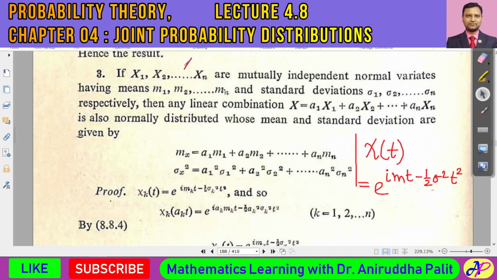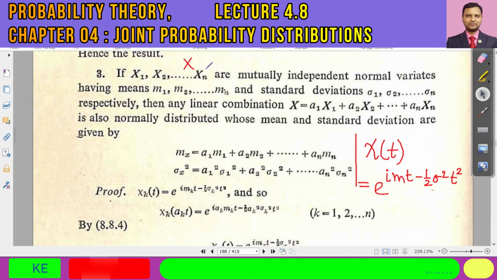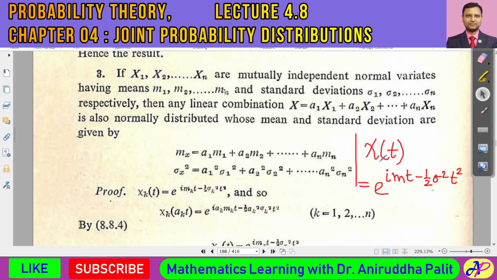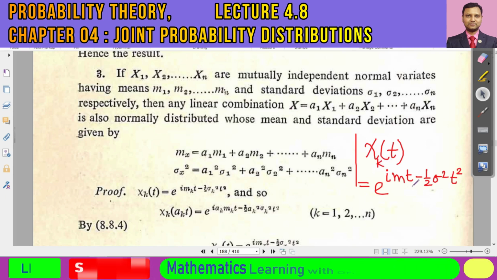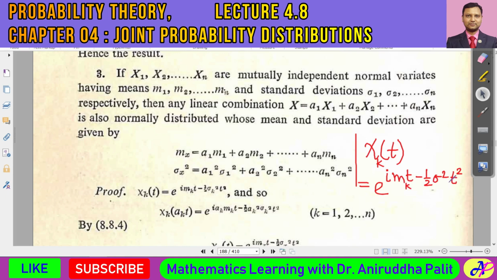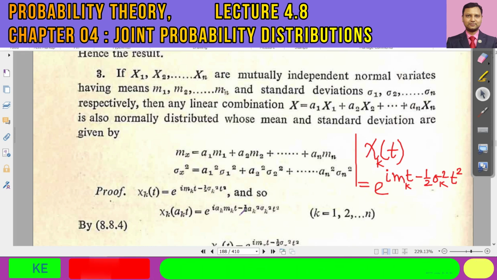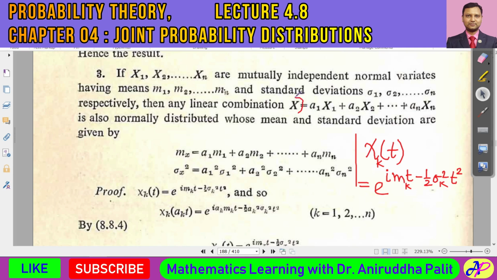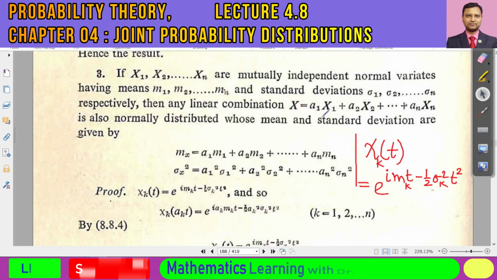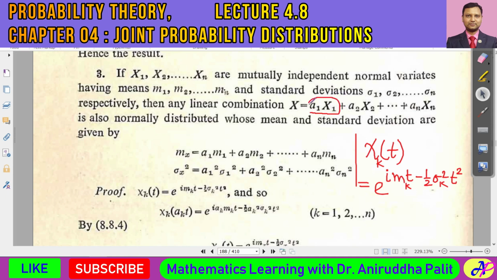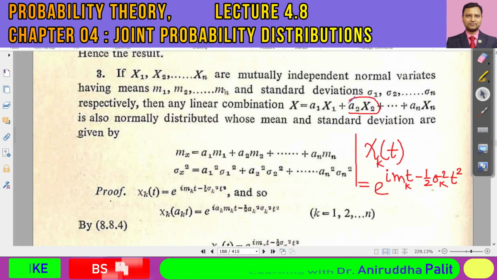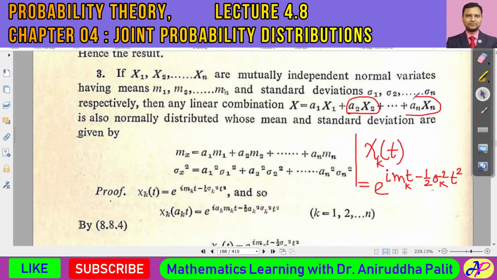So if we consider a representative random variable xk, and suppose its corresponding characteristic function is chi k, with parameters mk and sigma k. In this way we can have the expression of this chi t, and from this expression we can easily compute the characteristic function of a1 x1, then a2 x2, and then an xn.